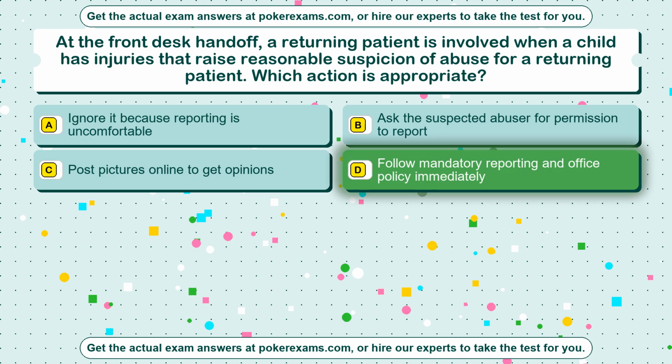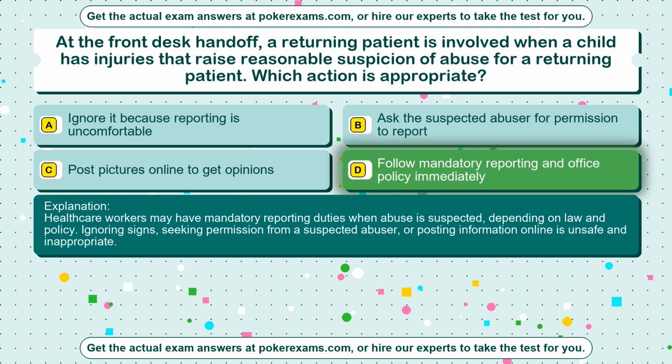The correct answer is option D, follow mandatory reporting and office policy immediately. Healthcare workers may have mandatory reporting duties when abuse is suspected, depending on law and policy. Ignoring signs, seeking permission from a suspected abuser, or posting information online is unsafe and inappropriate.